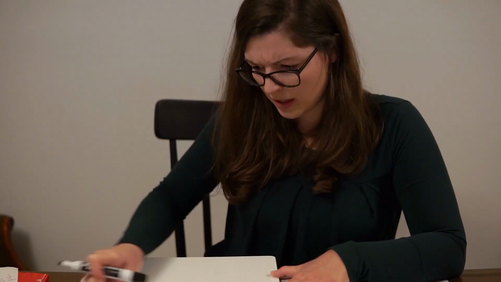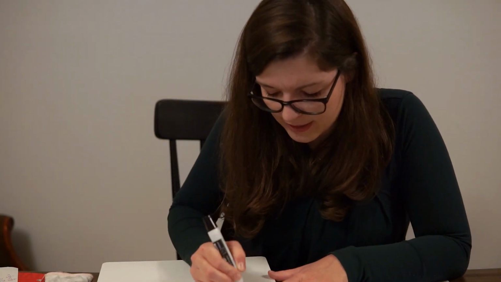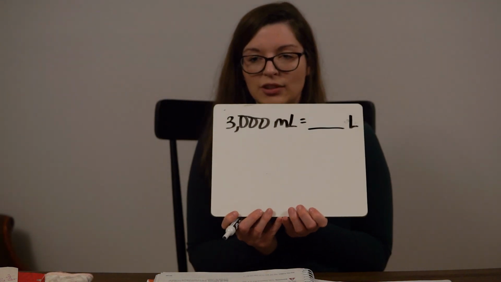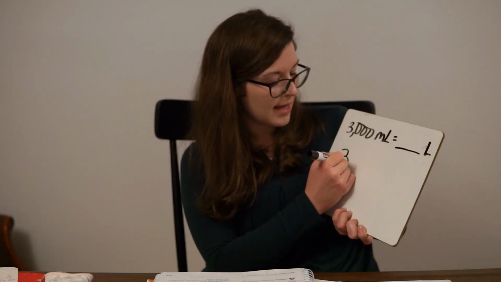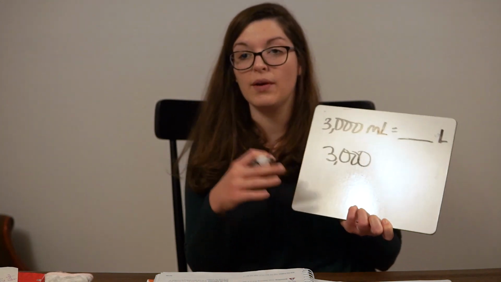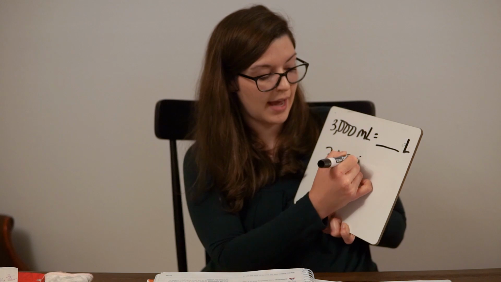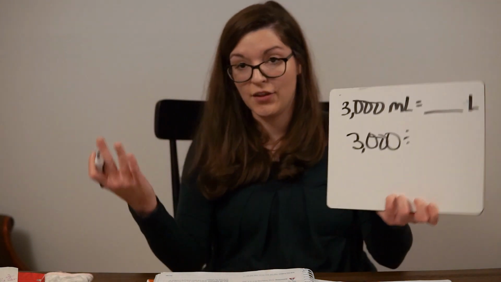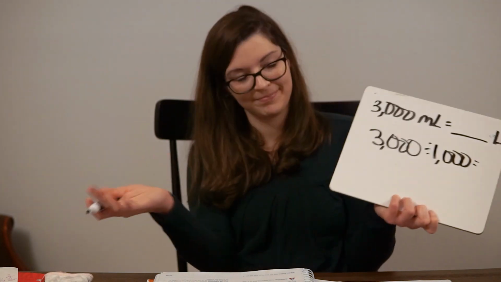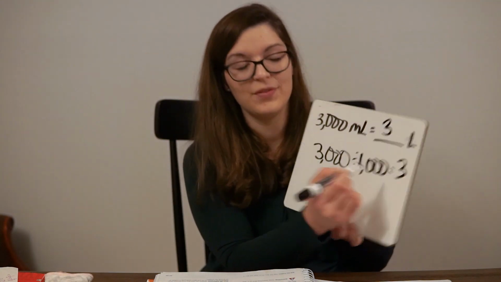Ooh, easy one, easy, easy, easy. 3,000 milliliters, we literally just did this on the page before, equals how many liters? I can think about that just in my head. I know 3,000 is how many milliliters. If I'm going from a smaller to a larger and converting, what am I going to do? Divide by 10 to the third, or 1,000. What is 3,000 divided by 1,000? 3. That's right. 3.